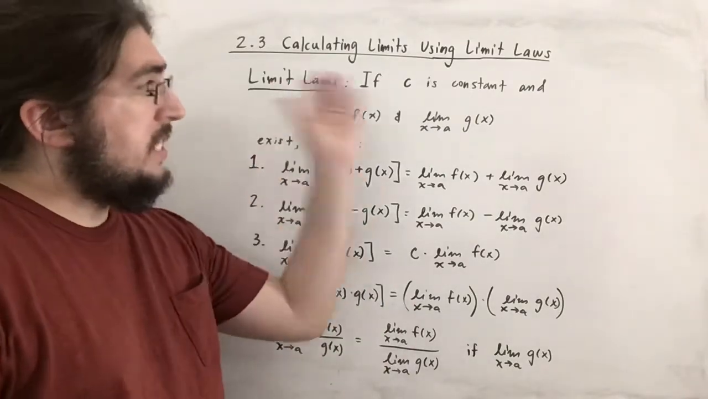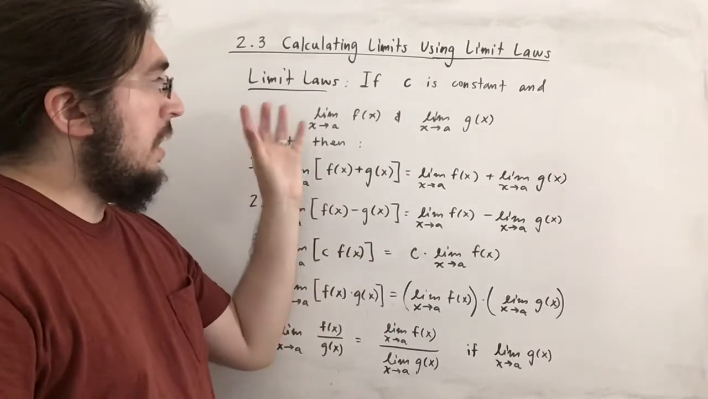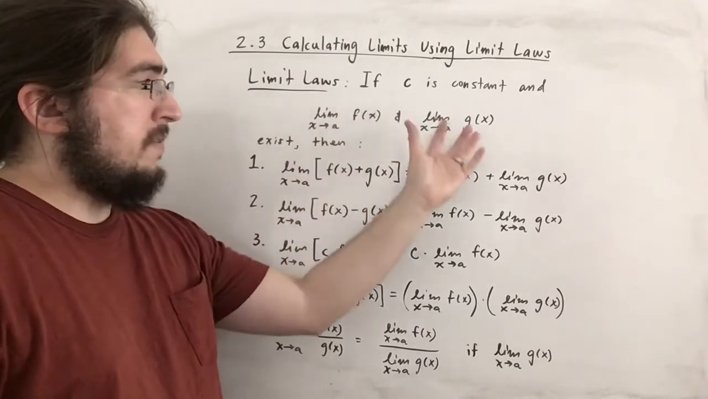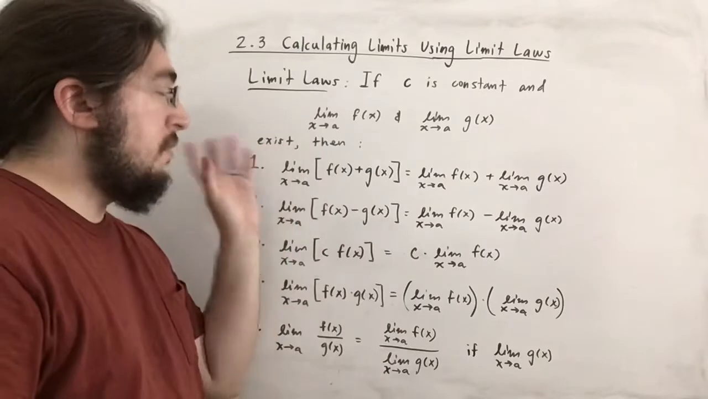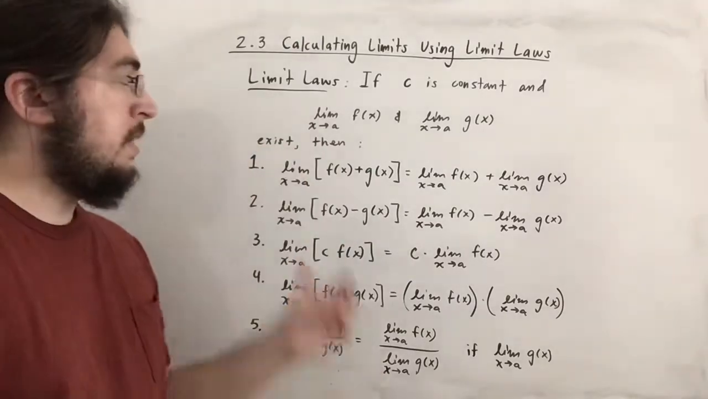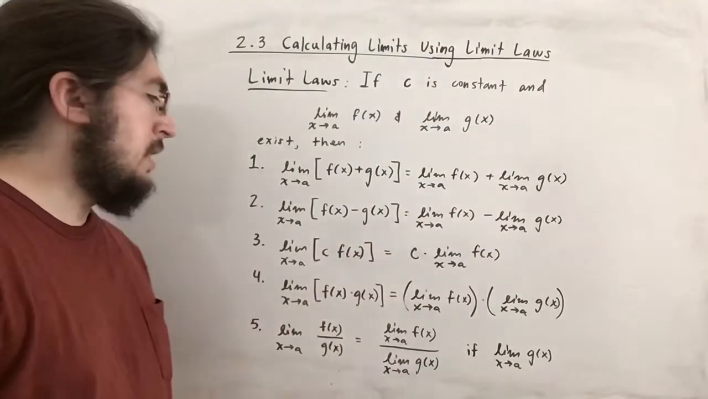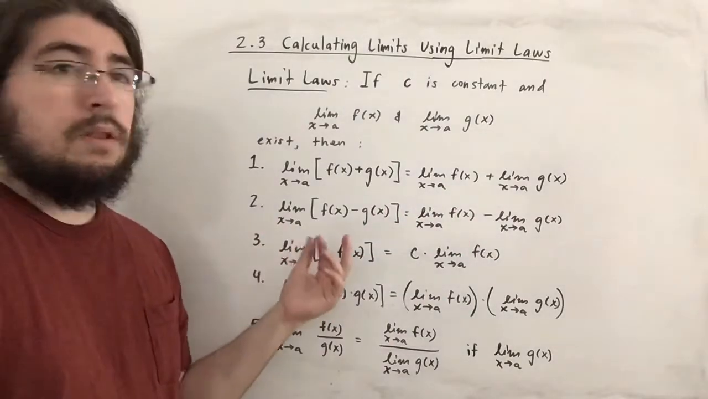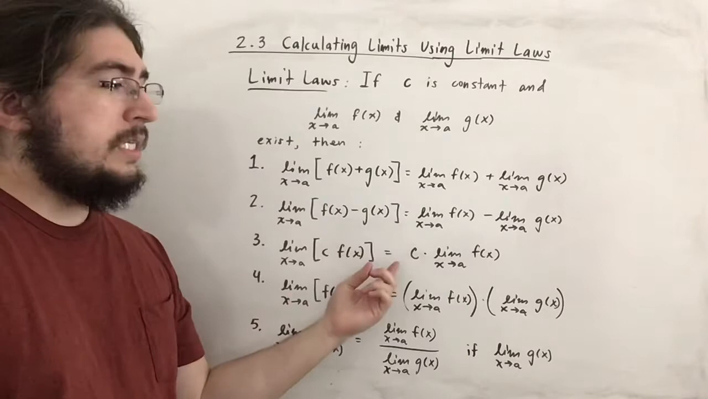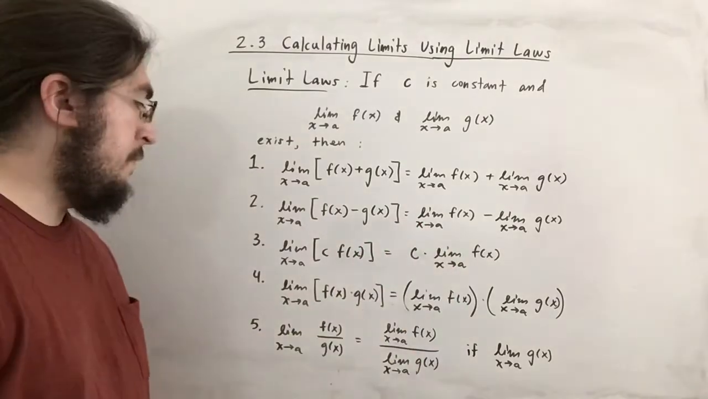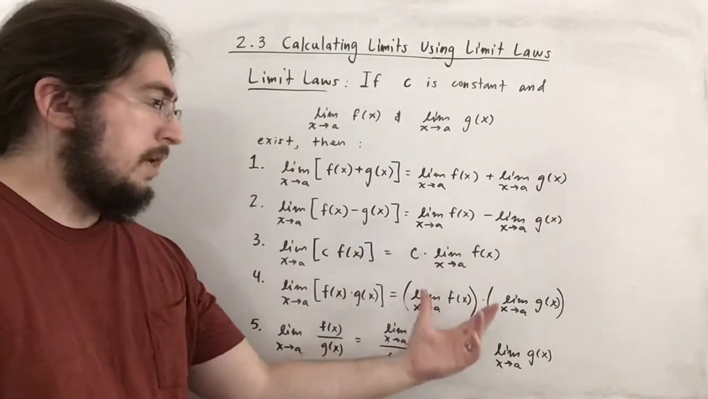So I say here if c is a constant and the limit of f of x and limit of g of x as x approaches a both exist, then we can say the following. The limit of the sum is the sum of the limits, limit of the difference is the difference of the limits. The limit of a constant multiple of one of the functions is that constant times the limit of that function. The limit of the product is the product of the limits.